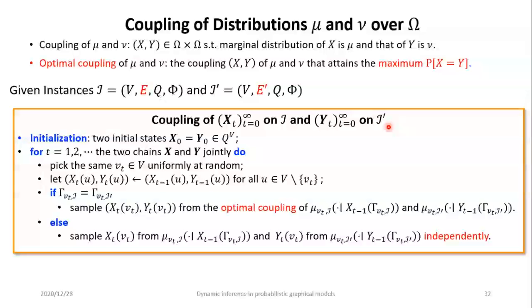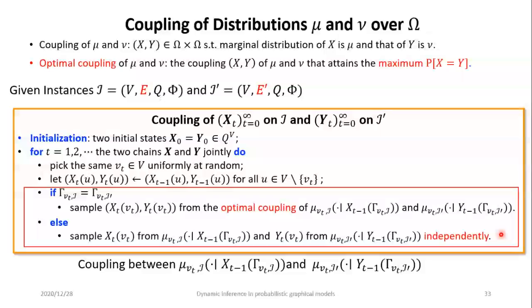Thus, given two instances where only the constraints are different, one can define a coupling of the chains of Gibbs sampling on these two instances. Let x_t, where t is from 0 to infinity, be the chain on I, and y_t be the chain on I'. Initially, x_0 and y_0 are equal. In the following, for each step, pick a vertex v_t from V uniformly at random. The values of all other vertices are unchanged, where x_t(v_t) and y_t(v_t) are assigned according to two different cases. If γ_{v_t}^{x_t} and γ_{v_t}'^{y_t} are equal, then x_t(v_t) and y_t(v_t) are sampled from the optimal coupling of these two marginal distributions. Otherwise, they are sampled from the marginal distributions independently.